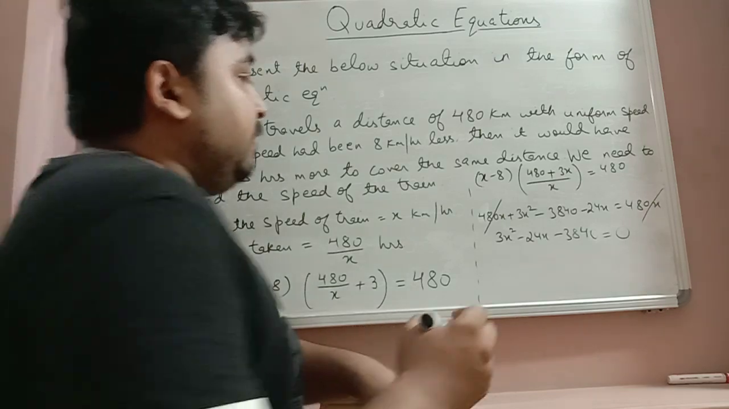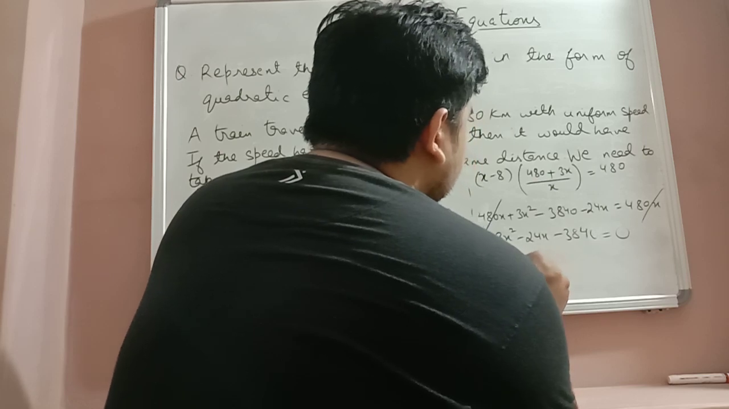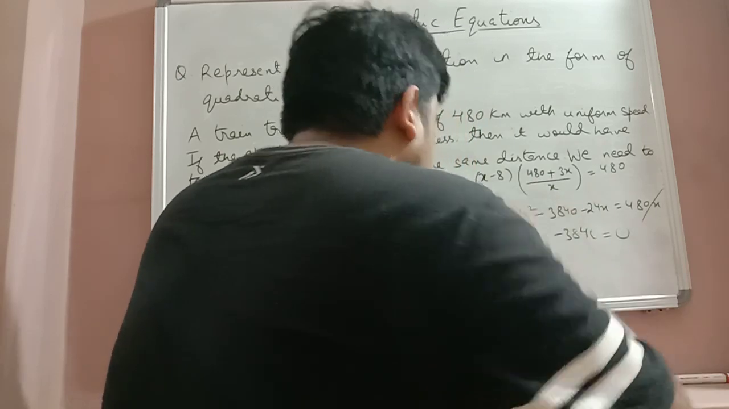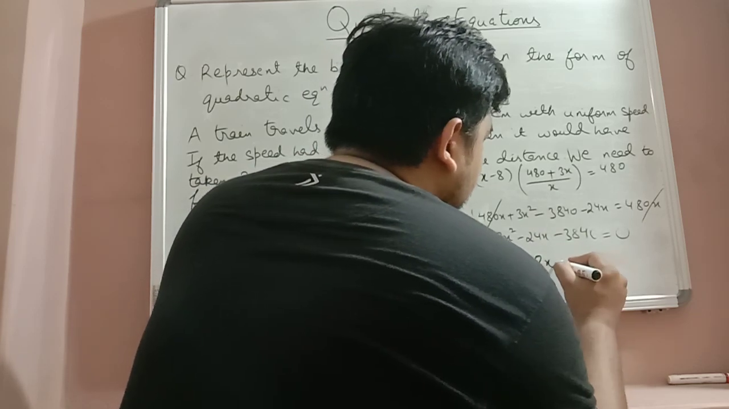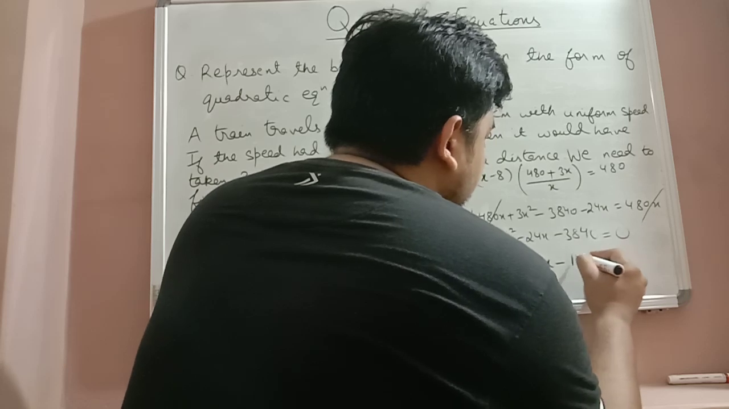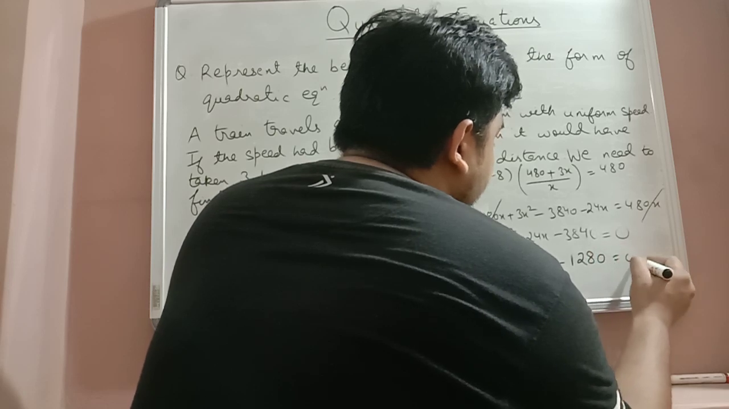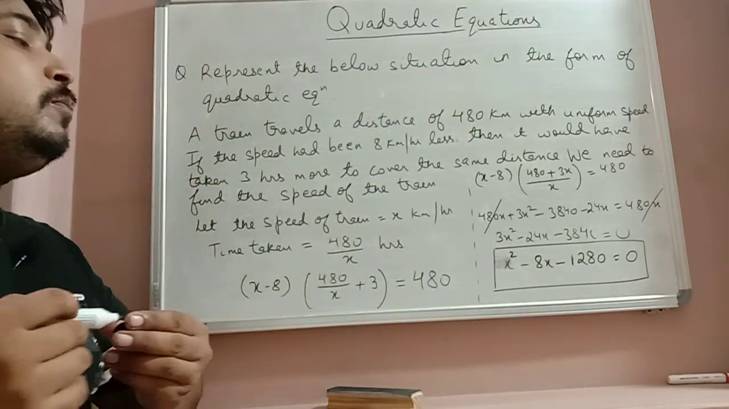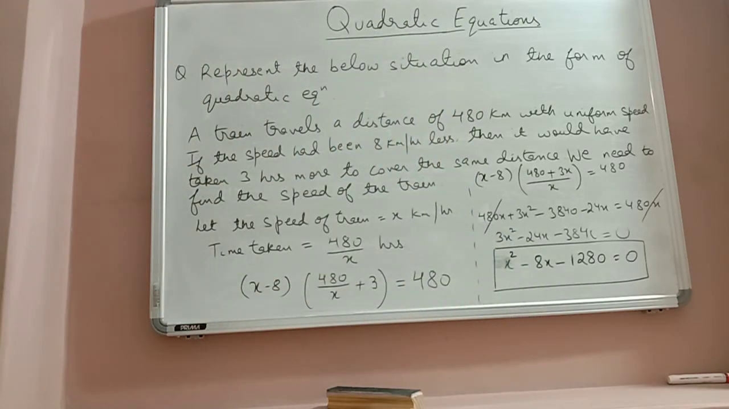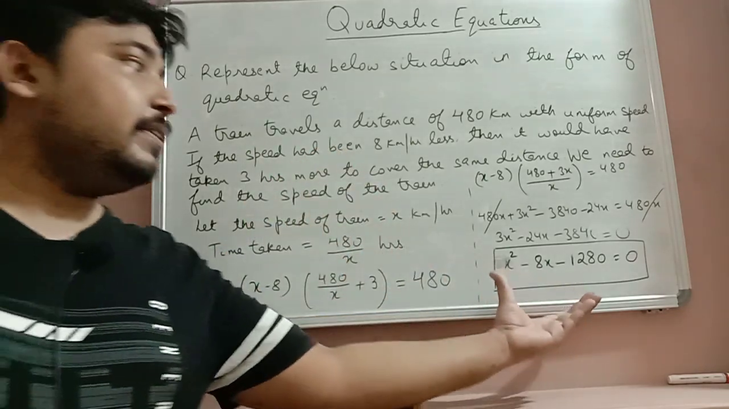Now this can be further simplified by taking 3 common. So we'll get x square minus 8x minus 1280 equal to 0, since 3 ones are 3, 3 twos are 6 and 3 eights are 24. So our required quadratic equation is x square minus 8x minus 1280 equal to 0. I hope this is clear to everyone.